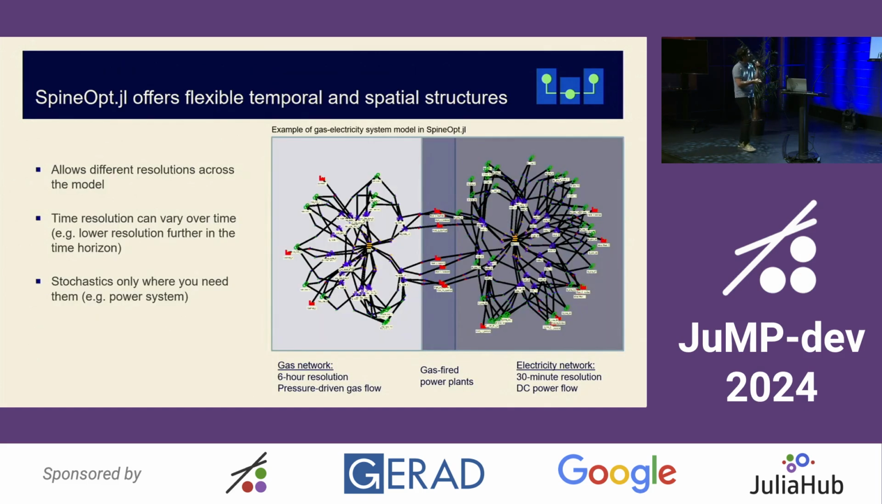I will try to show here. So this is from the interface. I will show a little bit more of that. And you can see that you can have a gas network with 6-hour resolution. You have then a gas-fired power plant, and then you can have an electricity network with 30 minutes resolution for the DCOPF. So that kind of stuff is what this package allows you to do.